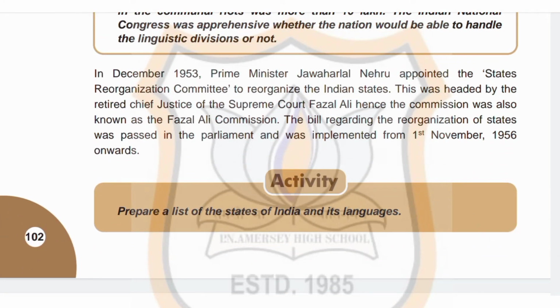Now, in December 1953, Prime Minister Jawaharlal Nehru appointed the States Reorganization Committee to reorganize the Indian states. This was headed by the retired Chief Justice of the Supreme Court, Fazal Ali. Hence, the commission was also known as the Fazal Ali Commission. The bill regarding the reorganization of states was passed in Parliament and was implemented from 1st November 1956 onwards.